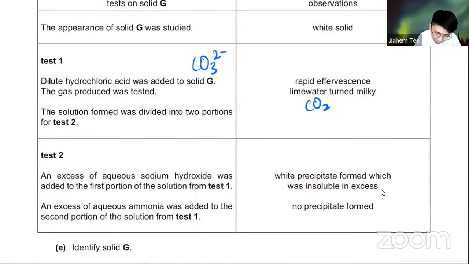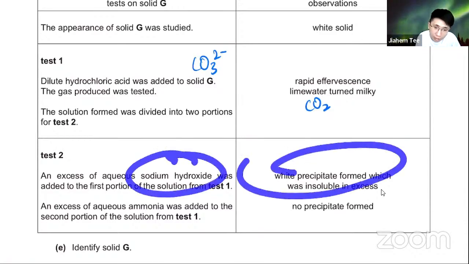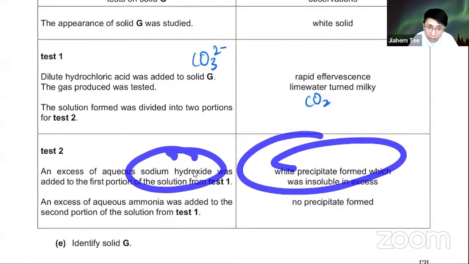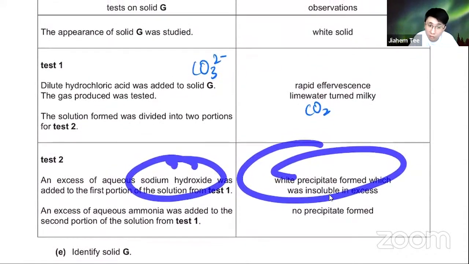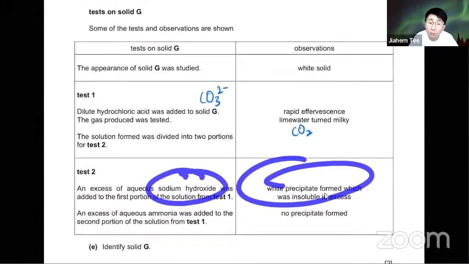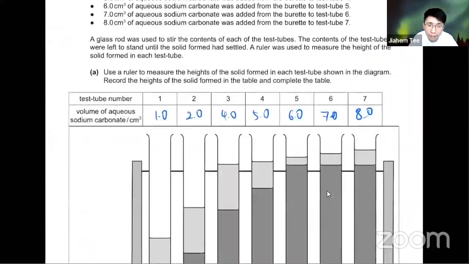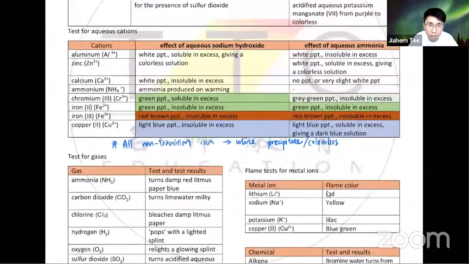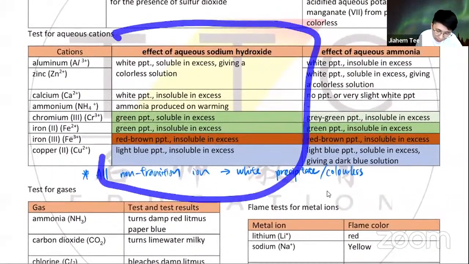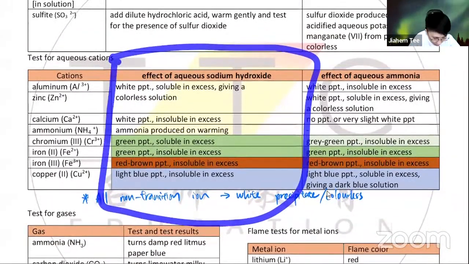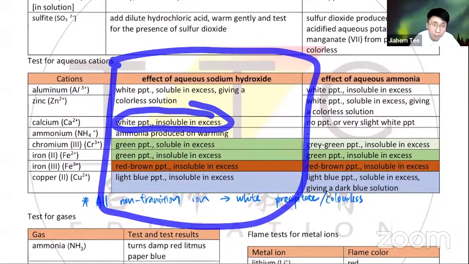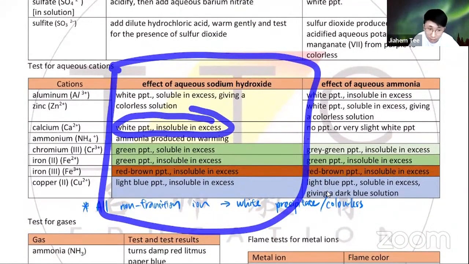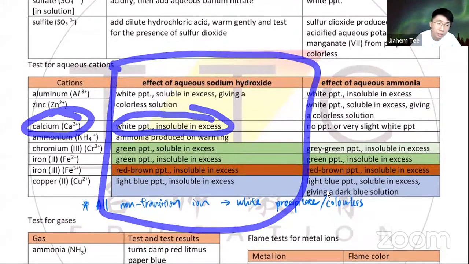So you take this information, the sodium hydroxide test, and this is the observation, right? You take these two things, go and check your sodium hydroxide table and try to see who fits your white precipitate which is insoluble. So if you go back into the notes, the sodium hydroxide table falls here. And who gives you a white precipitate that is actually insoluble? Which is only here. White precipitate, insoluble in excess. So who is it? Calcium.